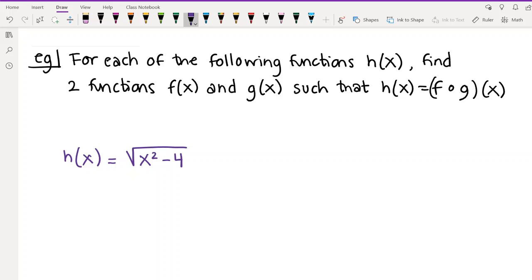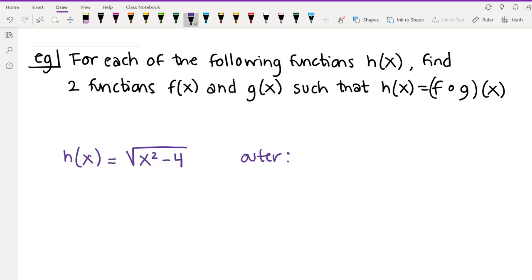Okay, so what is our goal? Our goal is to find two functions, f of x and g of x, that when we compose them together, we get this function. So basically what you want to be looking at is, you want to try to find an outer and an inner function, because that's really what happens with composition, right? You're taking a function and plugging it into another one.